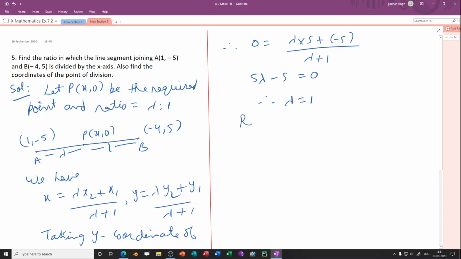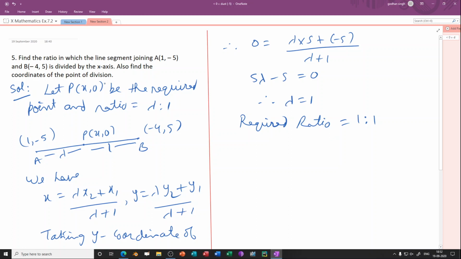So required ratio is, what is our required ratio? Lambda ratio 1. What is lambda ratio 1? There is lambda by 1, there is lambda itself. So required ratio equal to 1, ratio 1, because 1 we can write as 1 ratio 1. So the required ratio will be 1 ratio 1.